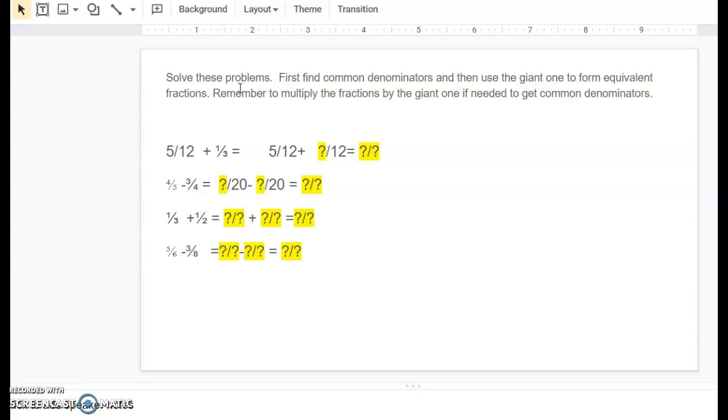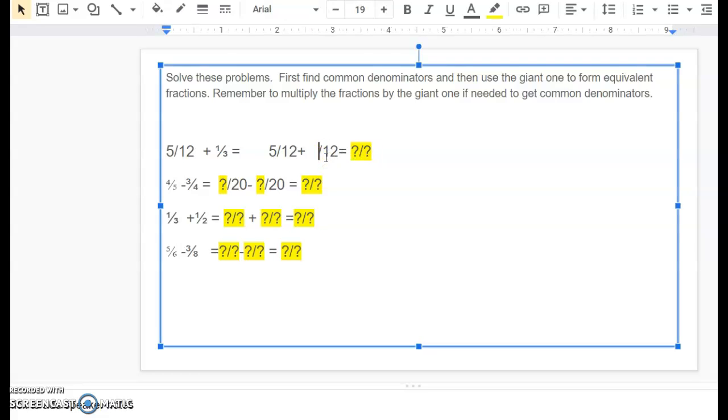The first one is 5/12 plus 1/3. So I know that I have to find a common denominator. I can't just do 5 plus 1. And 3 goes into 12. So you can use 12 as your common denominator. You don't have to change the first one, but you do have to change the second. So 3 times 4 would equal 12. So I also have to do 1 times 4. So that would replace this right here. And then I end up with 5 plus 4, which equals 9. 9/12 would be your answer.